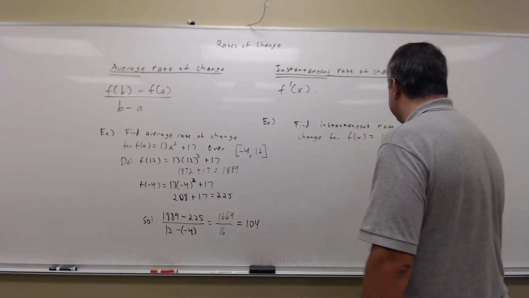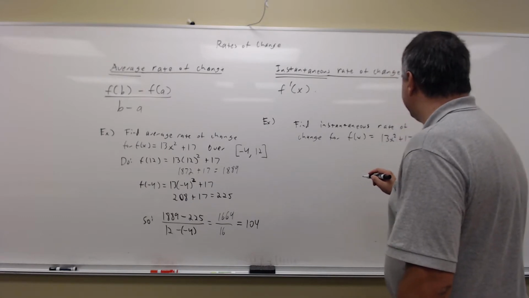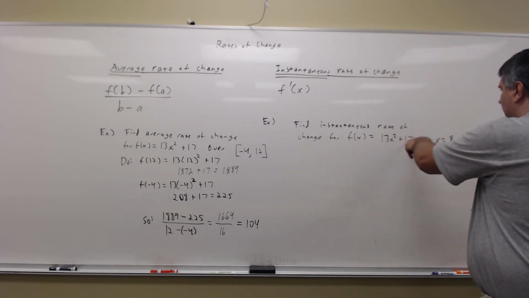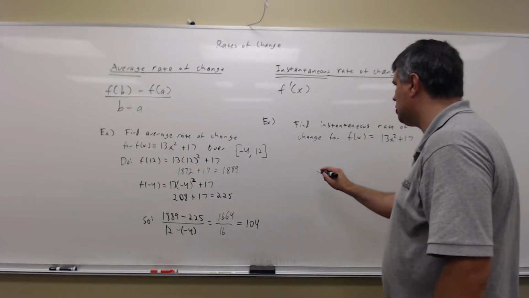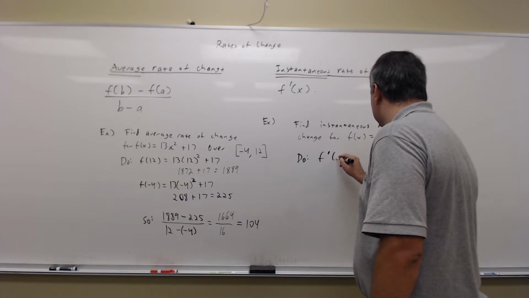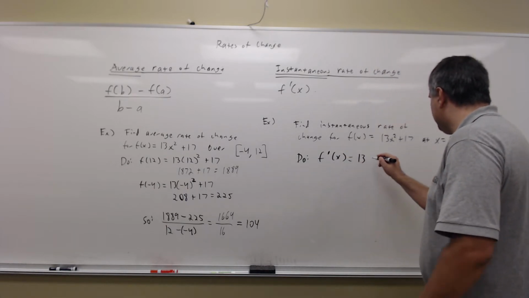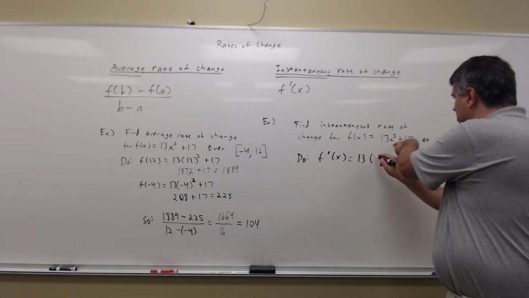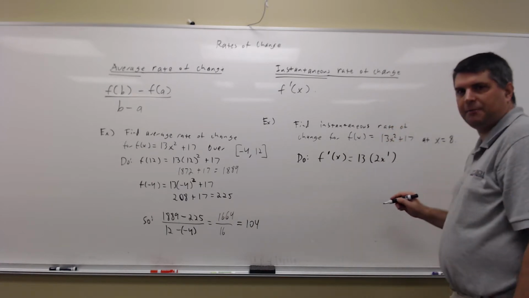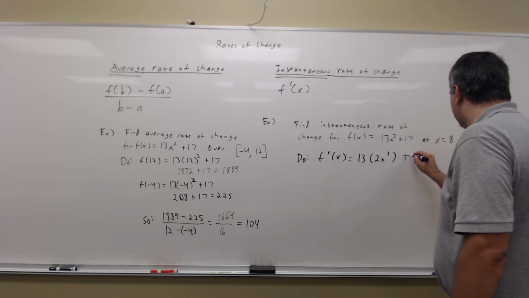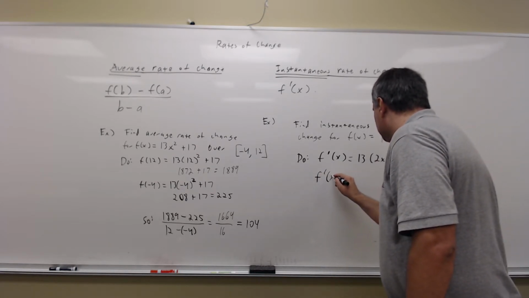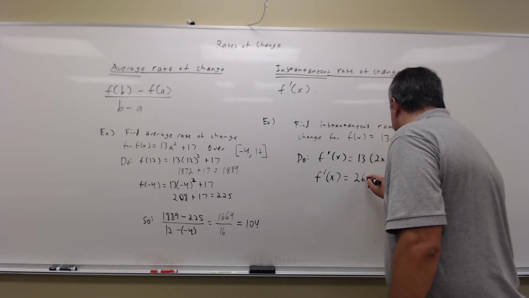This one, find the instantaneous rate of change for f of x equals 13x squared plus 17 at x equals 8. F prime of x is 13, and the derivative of x squared would be 2x to the first, because you bring the coefficient to the front, and you take the power down 1, and then the derivative of the constant is 0. So f prime of x is 26x.